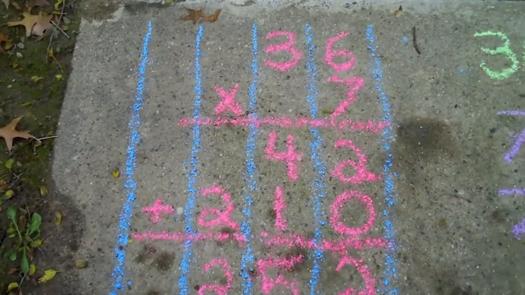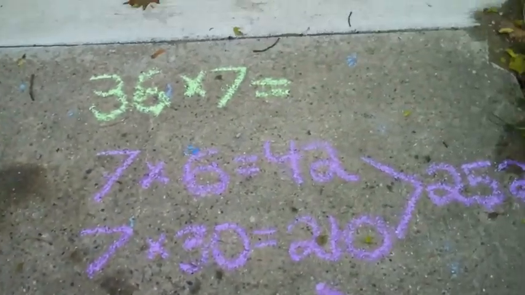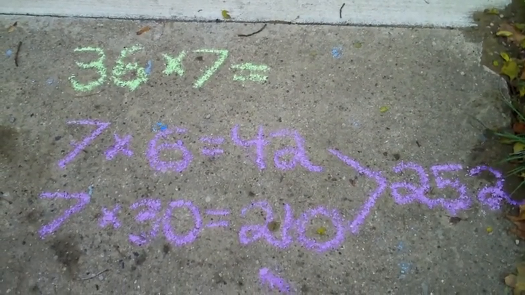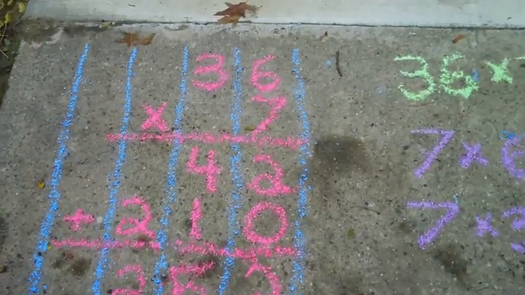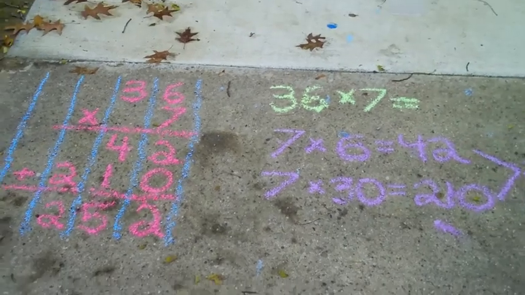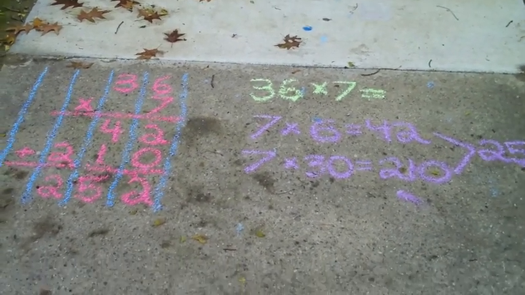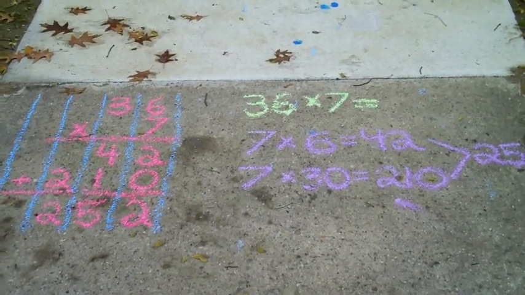All right, and then in both strategies we got the same answer, 252, because we added the products 42 and 210. So partitioning is really just a different way to set up your 2-digit by 1-digit multiplication problem. So you figure out which way works best for you, and then you can use that in class. Great.